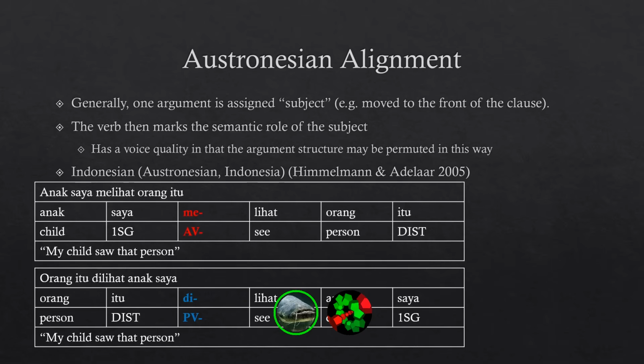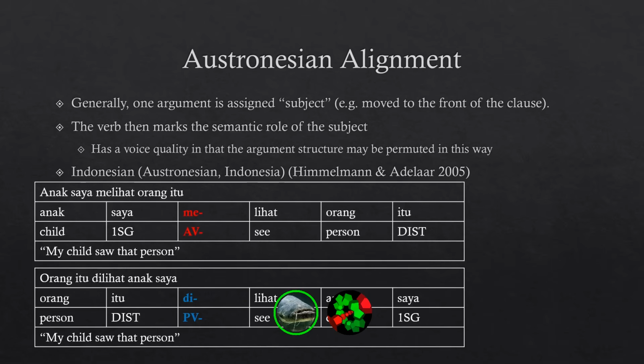So for example, in these examples from Indonesian, I have two transitive clauses. The first one means, my child saw that person. The second one also means, my child saw that person. But they're structured a little differently.